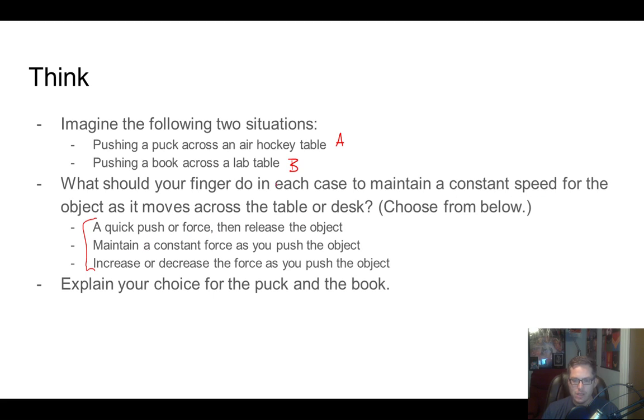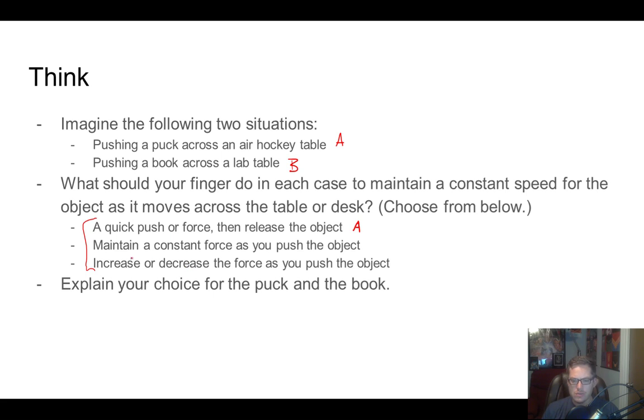With the air hockey table, this is virtually friction free. There's no resistance. Once you get it started, it's going to keep going in that direction. So if we just give it a quick push and then release it, it'll just keep going at a constant speed, right? So this would be what we need to do for A. Now, if we're pushing a book across our lab tables and we just give it a quick push, then it'll slow back down again, right? It's not a constant speed. So now we need to keep adding push.